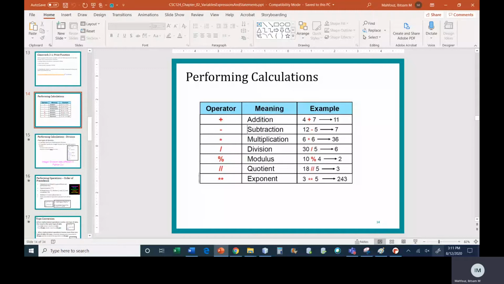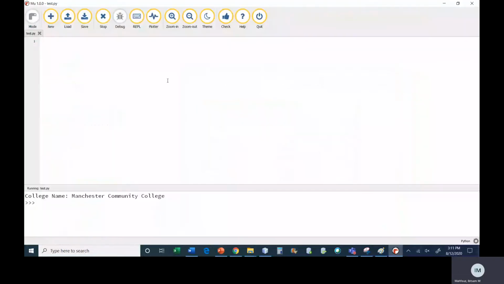So if you have variables or just constants that are whole numbers, ints, or decimal numbers, floats, you can do some operations. So for example, you can add numbers, subtract, multiply, divide, do something called the modulus, do something called the quotient, and do exponents. So I want us to try all these together. So let's try some calculations.